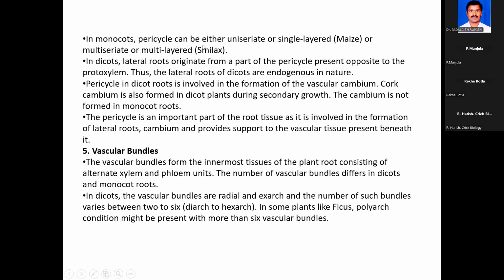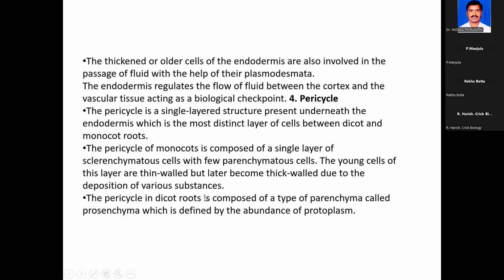In monocots, the pericycle is composed of sclerenchymatous cells with a few parenchymatous cells, whereas the pericycle of dicot roots is made up of parenchyma cells only. The main difference is that the pericycle in dicots is parenchymatous, whereas the pericycle in monocots is sclerenchymatous with a small number of parenchymatous cells.